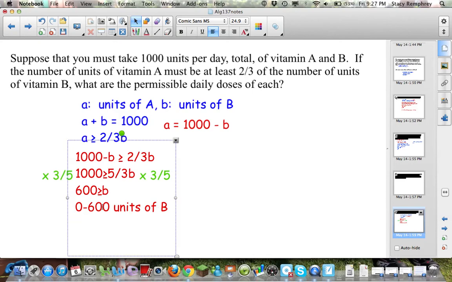Now from this you may be able to figure out the units of A as well. If B is 600, A is going to be 400 to 1,000. If this last part confuses you, you can just do it again for A and you'll see where that came from.